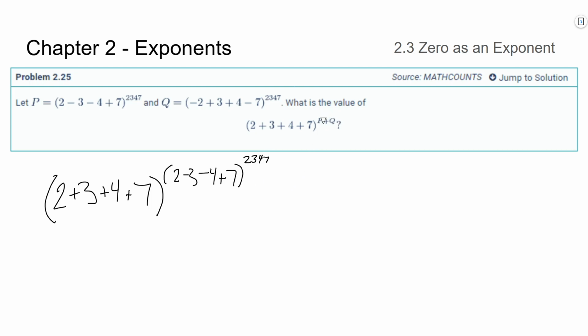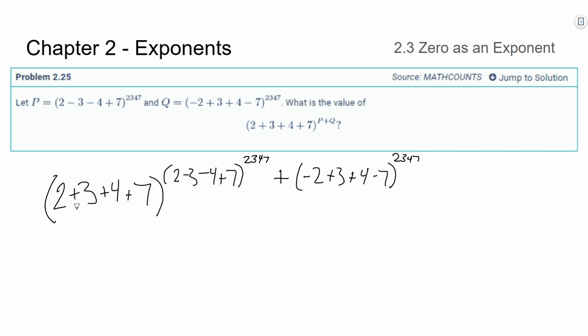All right? And that's going to be plus p plus q, which is negative 2 plus 3 plus 4 minus 7 to the 2,347th. All right, that looks like quite the equation here, but we have some parentheses here. Let's go ahead and do our parentheses first. That's what we're supposed to do here.